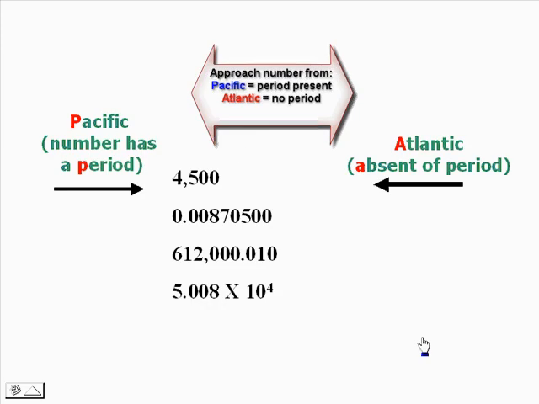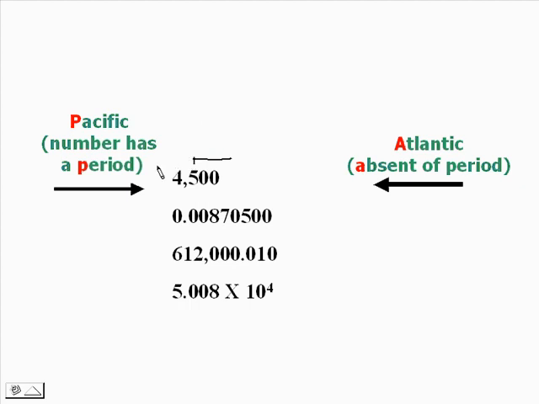The Pacific versus the Atlantic method. I'm going to approach this number from the Atlantic side, because it does not have a decimal point. I'm going to stop at the first non-zero number and then keep counting on. That means all those numbers would be significant. So in this one, there would be a value of 2 significant digits. If I use the previous rules, those would be trailing zeros without a decimal, so that means they are not significant.